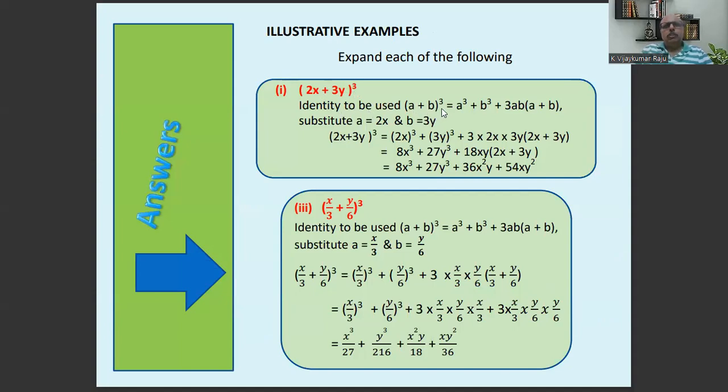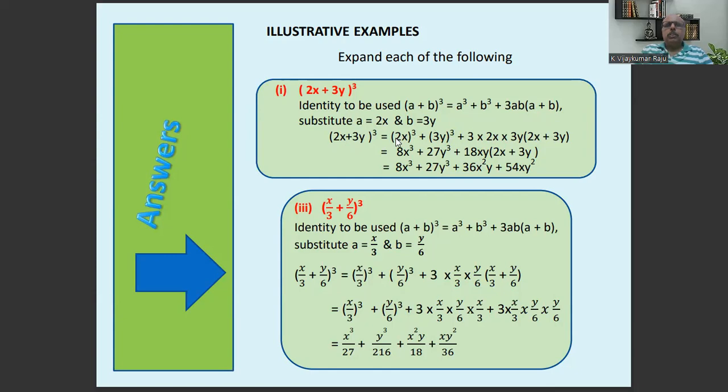The identity is (a plus b) whole cube is equal to a raised to 3 plus b raised to 3 plus 3ab into (a plus b). Here a is 2x, b is 3y. So (2x plus 3y) whole cube is (2x) whole cube plus (3y) whole cube plus 3 into 2x into 3y into the bracket (2x plus 3y).